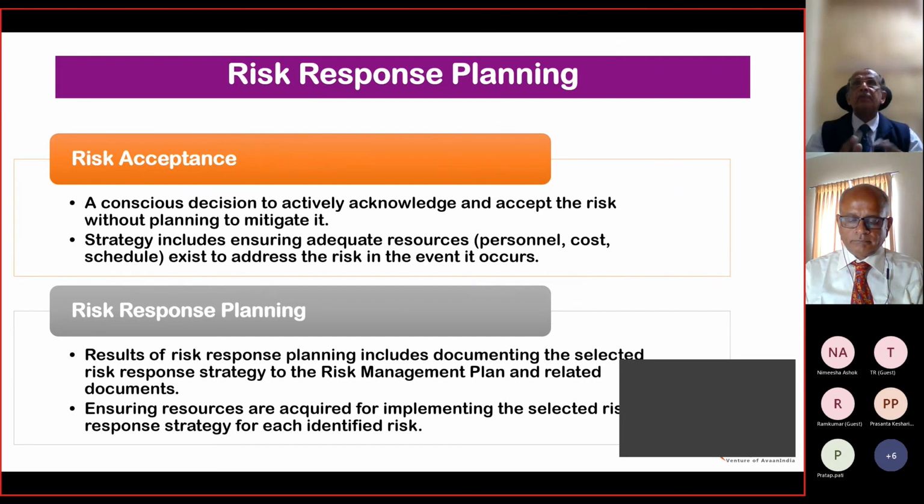So you cannot take everything for granted. There are certain things you have to do, accept it wholeheartedly, and you will find ways and means of doing it. The strategy includes ensuring adequate resources, personnel, cost and schedule exist to address the risk in case the event occurs.